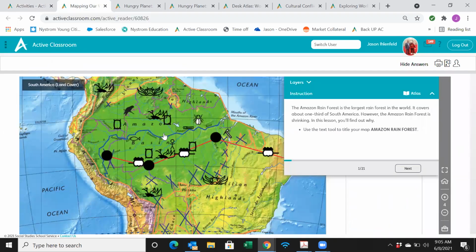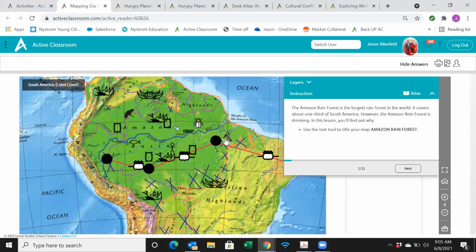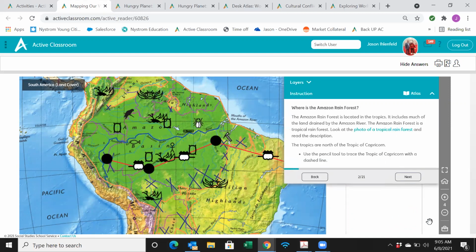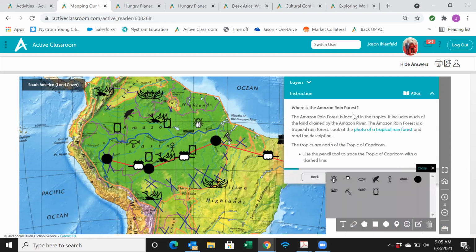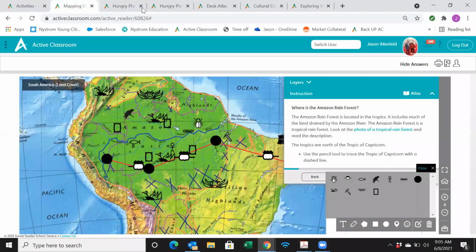So I'm going to open up this one right here and show you guys this one on the Amazon rainforest. This one has step-by-step instructions over here on the right-hand side, and the kids will follow along reading the instructions. They'll use the toolbox here at the bottom to add the symbols onto the map and go through that way. What I really like about these is it's not just a simple, here's an outline map, fill in the continents and names of the countries and capital cities and stuff like that.